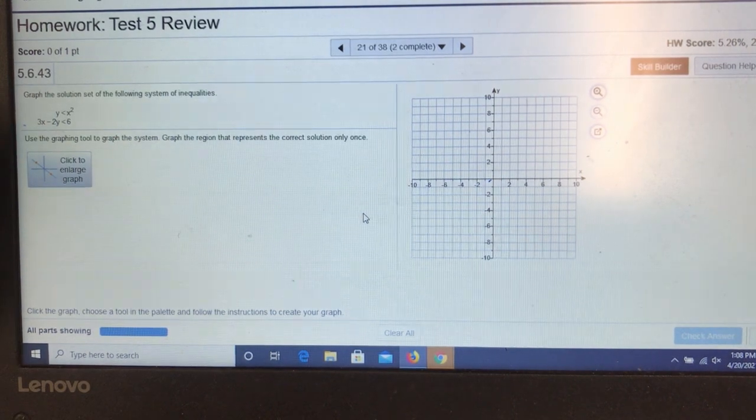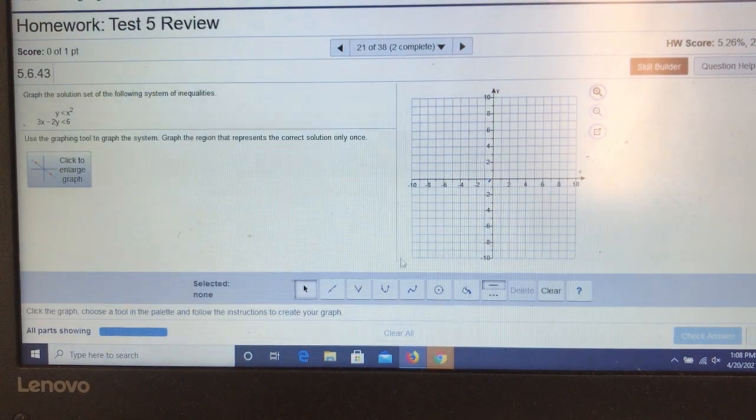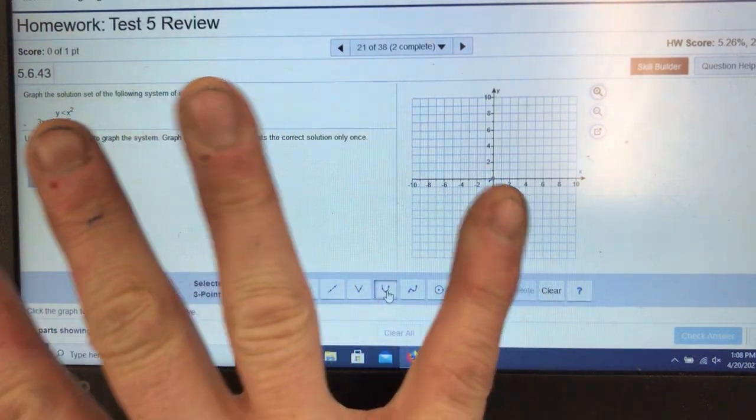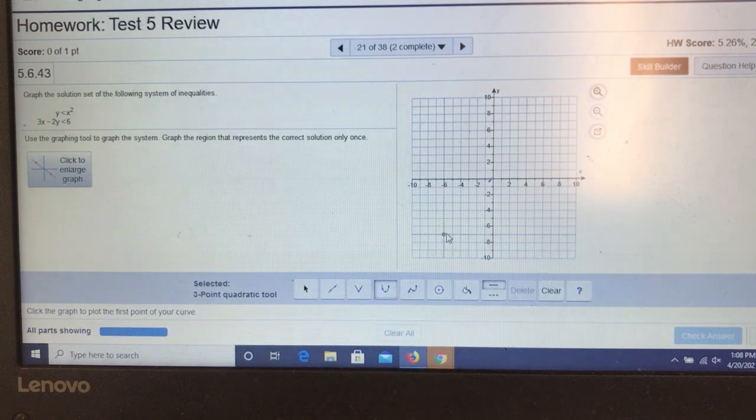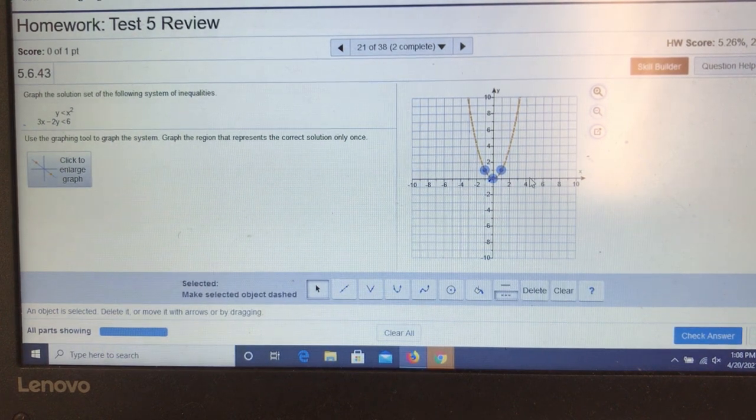All right, we're going to graph this one. The top one, y is less than x squared. That's a parabola. So we click parabola, and there's no stretching and no shifting, so the vertex is at 0, 0 right here. There's no multiplier in front of the x squared, which means when I go over 1, I go up 1. There you go. And it's dotted, so I need to make this dotted. There we go. Because it's a less than, it does not have an equal to line.